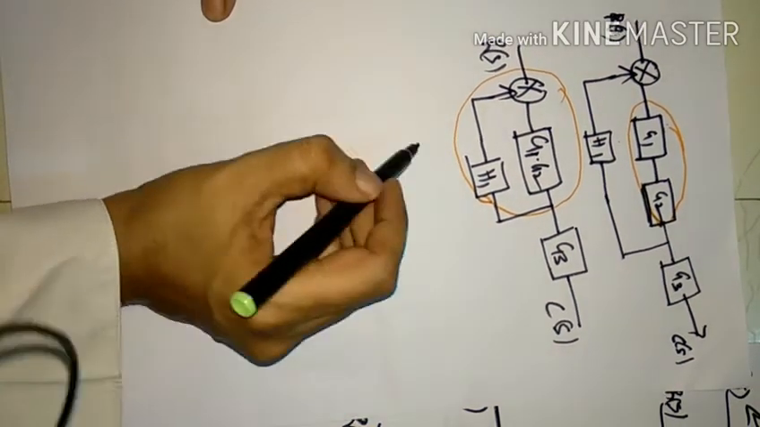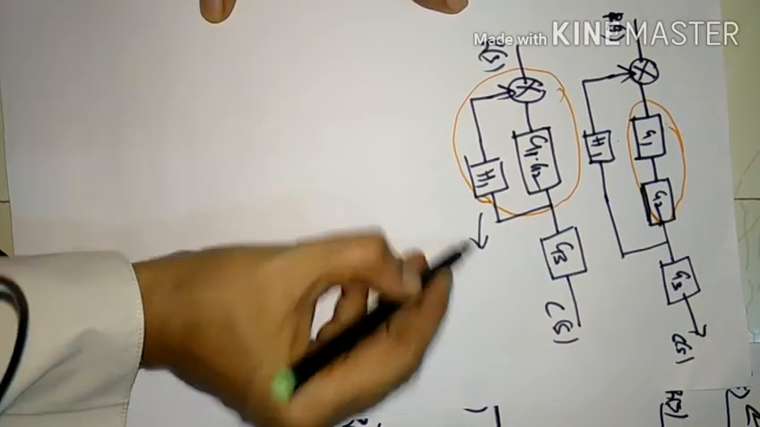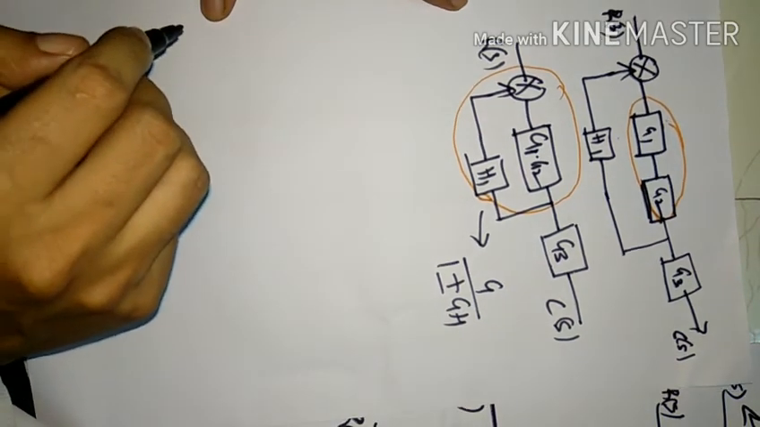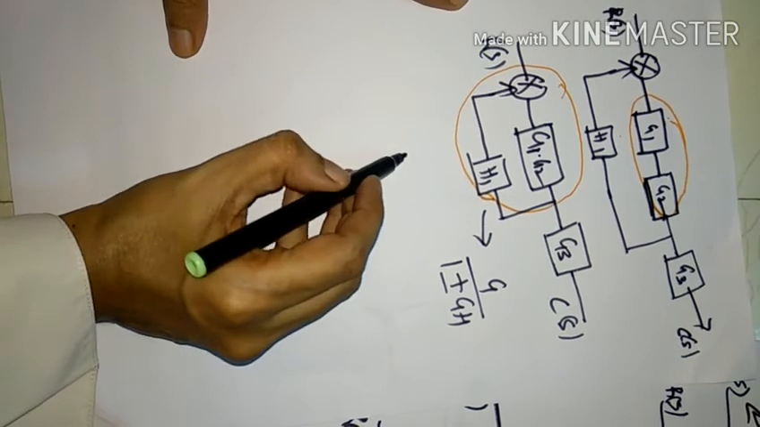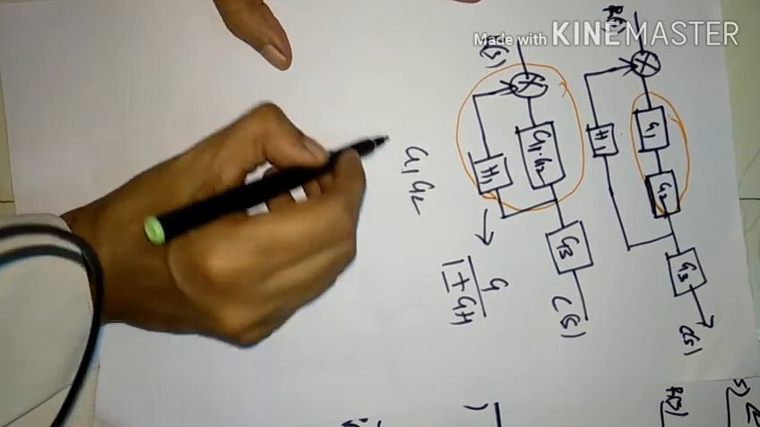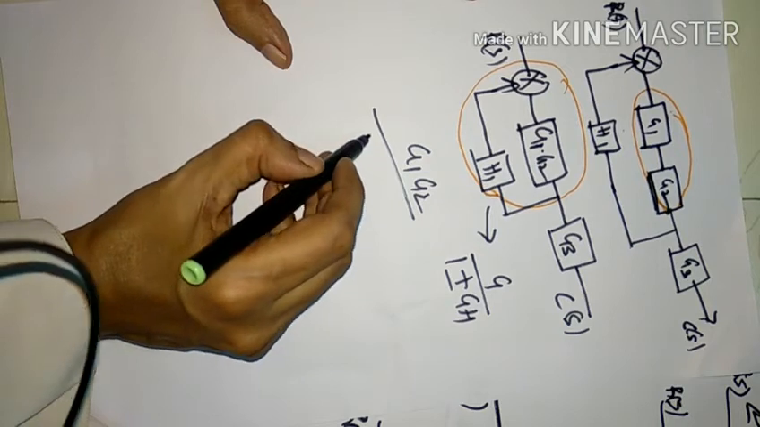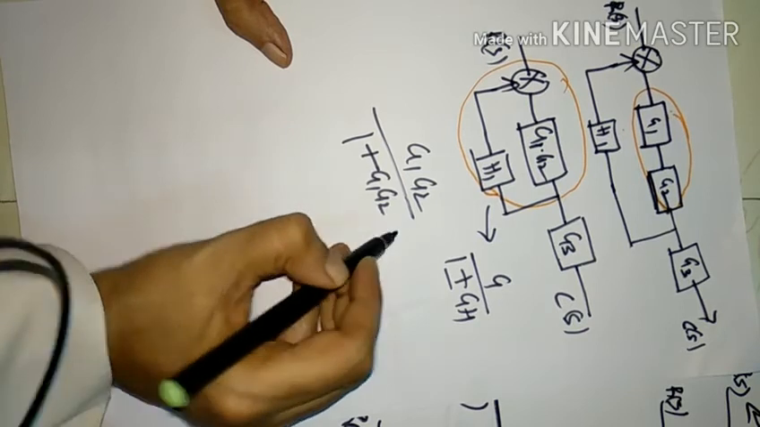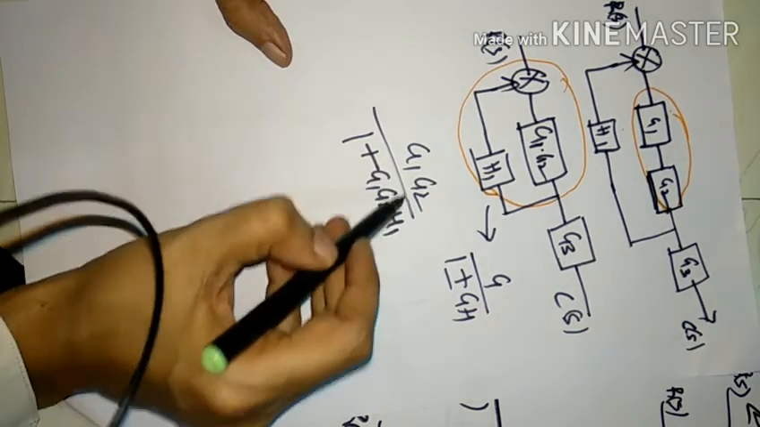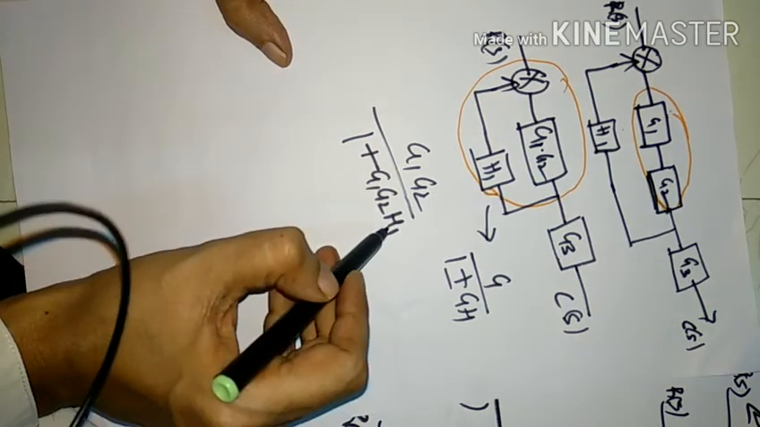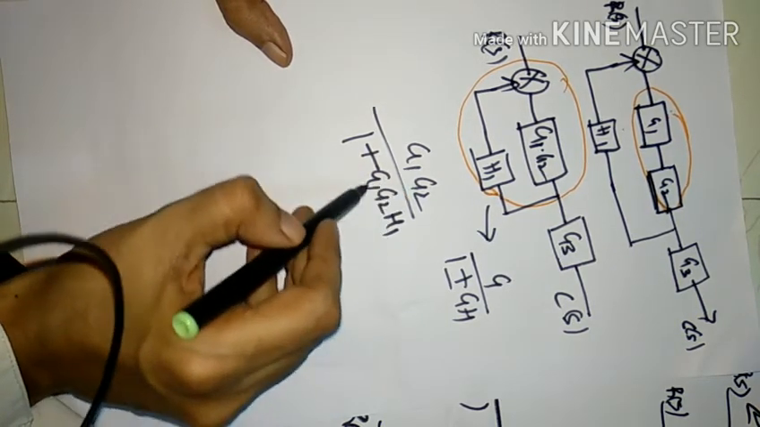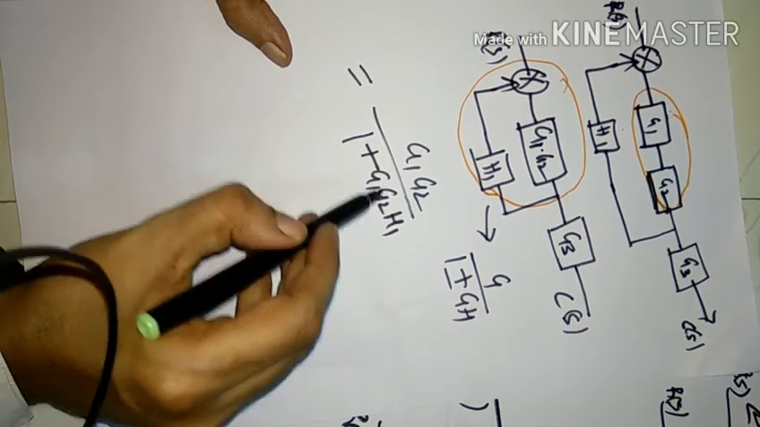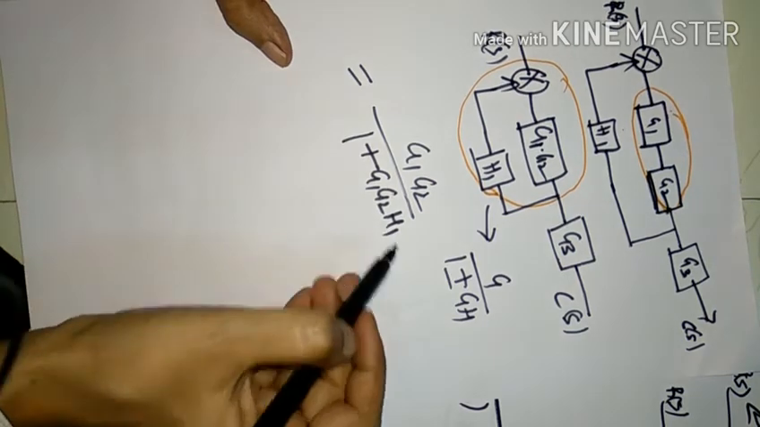We will solve it. What will be the formula for this? G upon 1 plus minus G of H. This is the formula we will use. So G is what? G1 G2, divided by 1, mostly we will take the plus sign only, G1 G2 H1. So G1 G2 is G and this is H. So what will be the answer? G1 G2 upon 1 plus G1 G2 H1, because the feedback is H1.